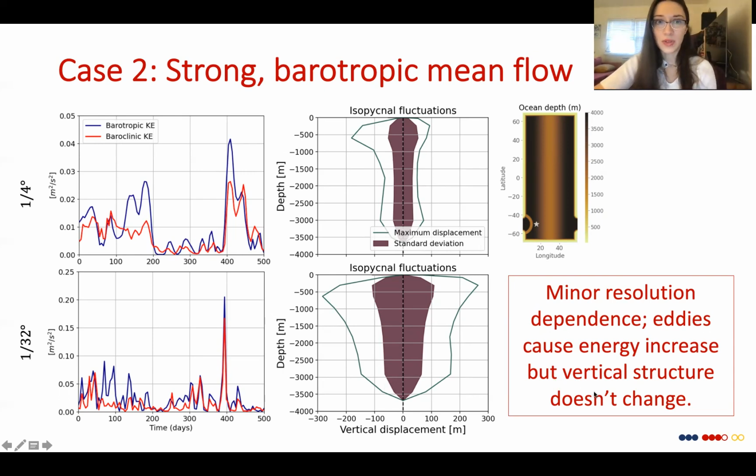And we attribute this to the fact that the flow already is strong and barotropic. There are also standing meanders and barotropic eddies that are not driven by baroclinic instability in this region. And these processes are relatively well resolved. And so even at the quarter of a degree case, this allows the model to capture the correct vertical structure and the flow at this location.